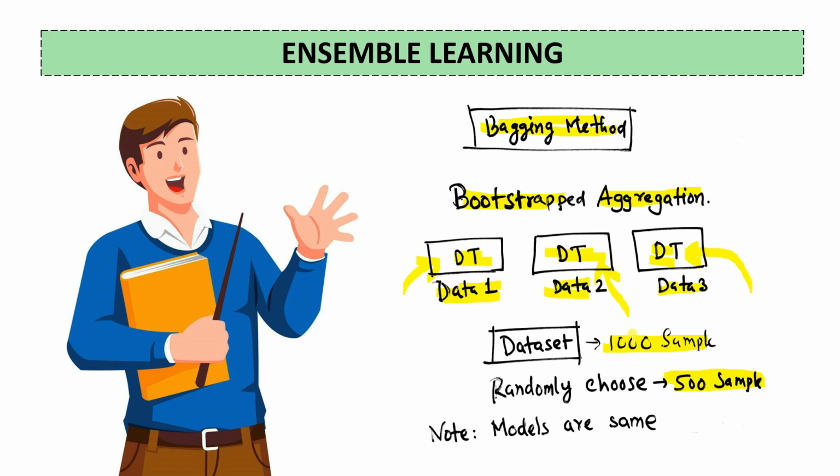That means we're going to divide them into 5,000, 5,000, 5,000 multiple times, randomly choosing the 5,000 sample from the data set and try to pass it inside each of the models, and our model gives me some kind of result. This is called the bagging method.